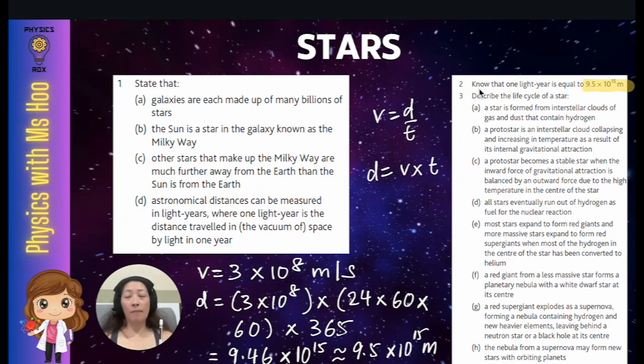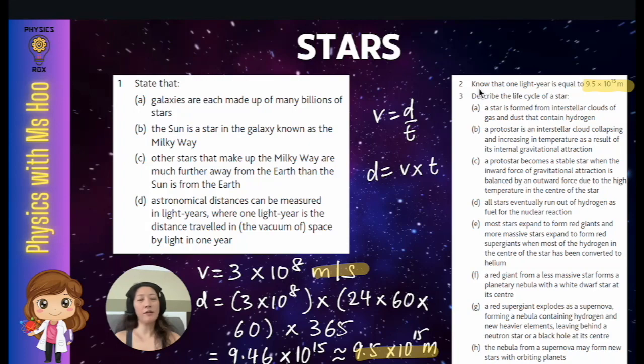So you've got to remember to convert the time to seconds. And why seconds? Because the unit for speed is meters per second. So you have to get the time in seconds, and then when you multiply the speed with time, you'll get the value of the light year in meters. So yes, you do need to know the value of 1 light year. If you can't memorize it, then just work it out using this method.